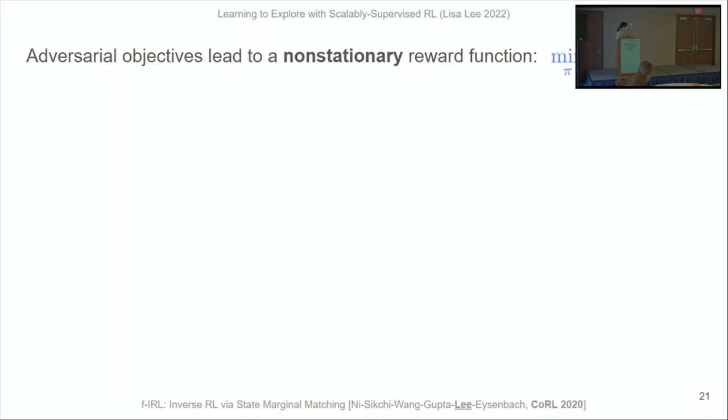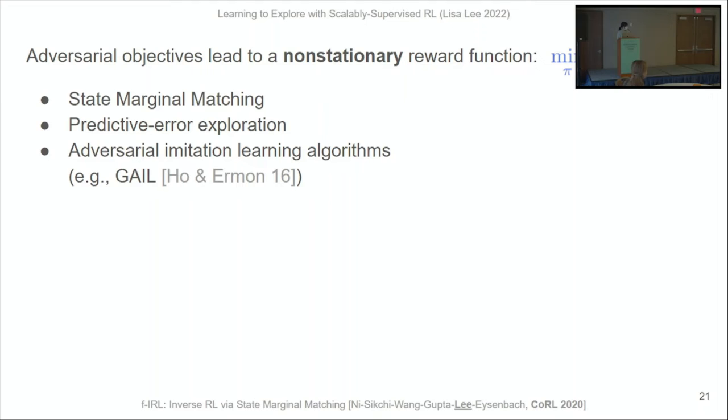We note that adversarial objectives often lead to learning of a reward function that is non-stationary. This includes SMM, predictive error exploration, and adversarial imitation learning. In other words, the reward function evolves over the course of training the two-player game between the reward and the policy. But after convergence, you cannot use the learned reward function again to train another policy from scratch. It seems wasteful to have to throw away this learned reward function.